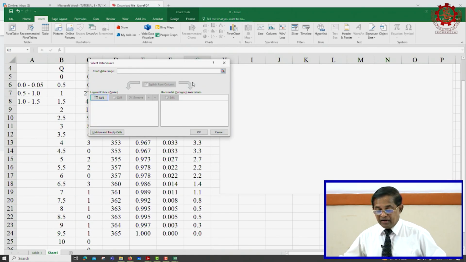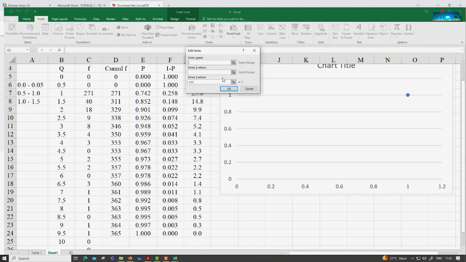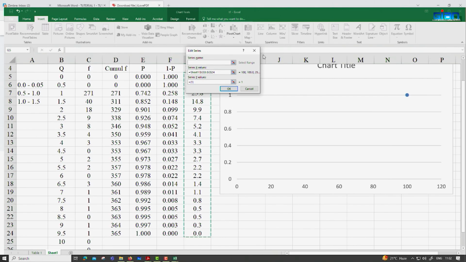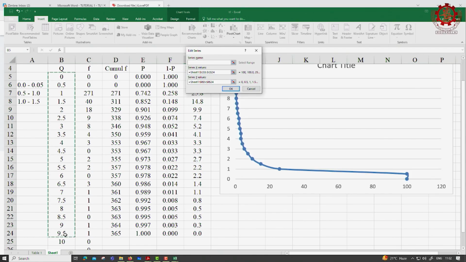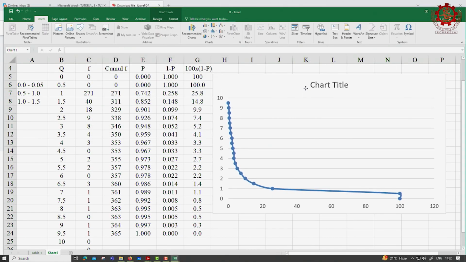You can give a title, etc. Oh, did I do something wrong? I think I made some mistake. Y values, flow data. Okay. Now, you can see you get the flow duration curve.